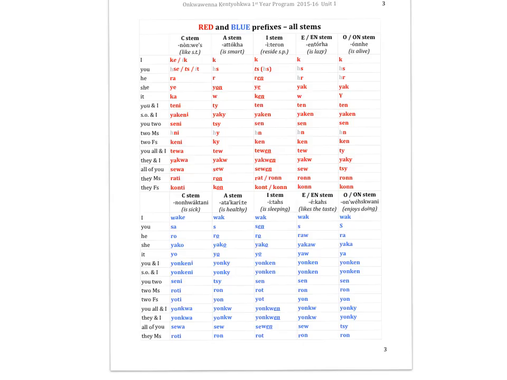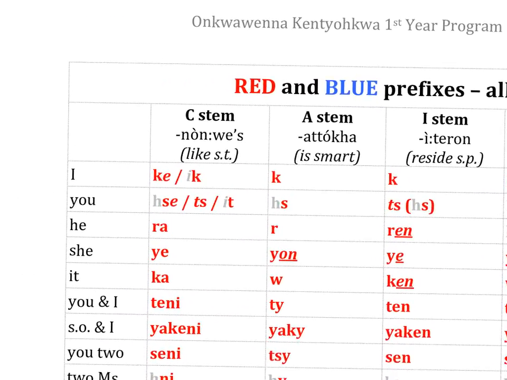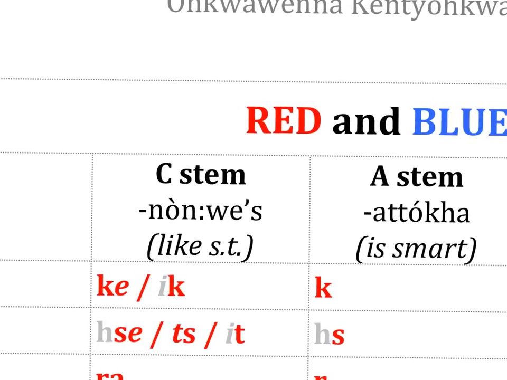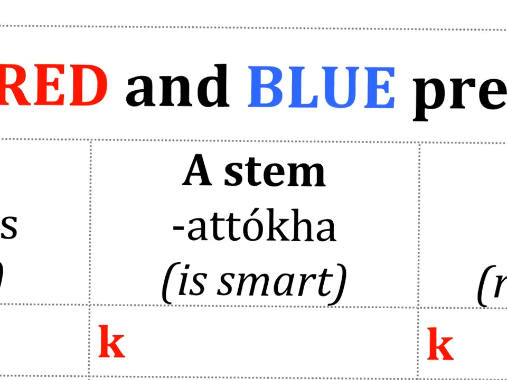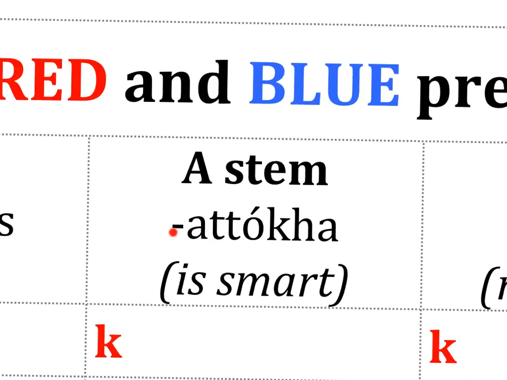Let's break the charts down a little bit. So this is our first prefix chart on page 3. This is all the red and blue prefixes for every stem. When I say stem, I am referring to what letter the root starts with. So we have C stem roots, and by C stem, I mean that the root starts with a consonant. When I say A stem, I mean that the root starts with the letter A, and so on.